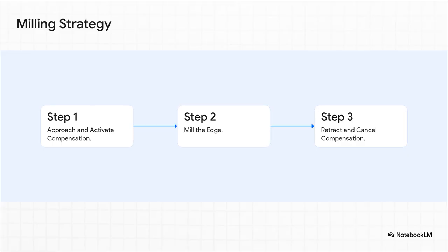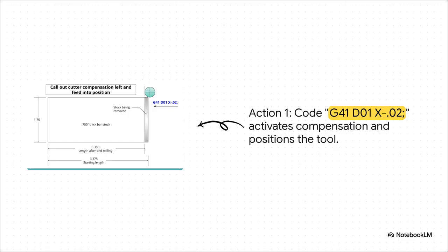Our whole strategy here breaks down into 3 simple steps. First, we're going to approach the part and turn the compensation on. Second, we make the actual cut. And third, we'll back away from the part and turn the compensation off. Simple as that. Now check this out.